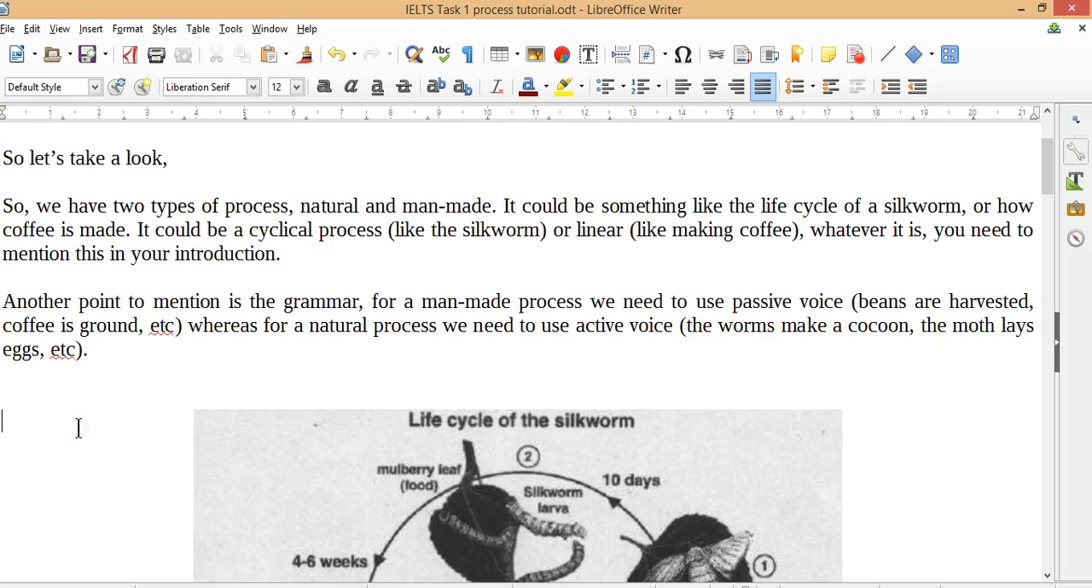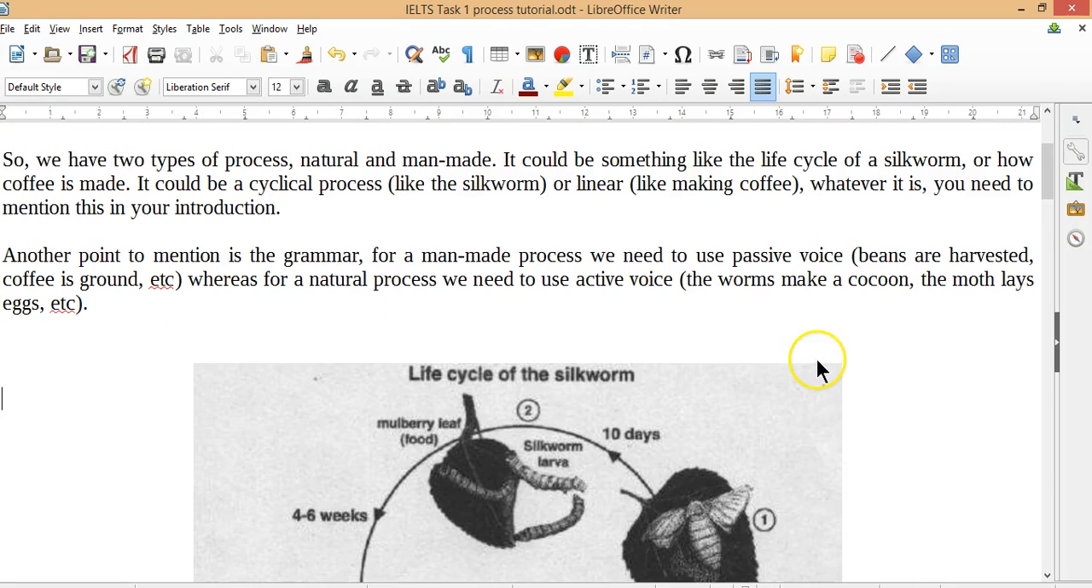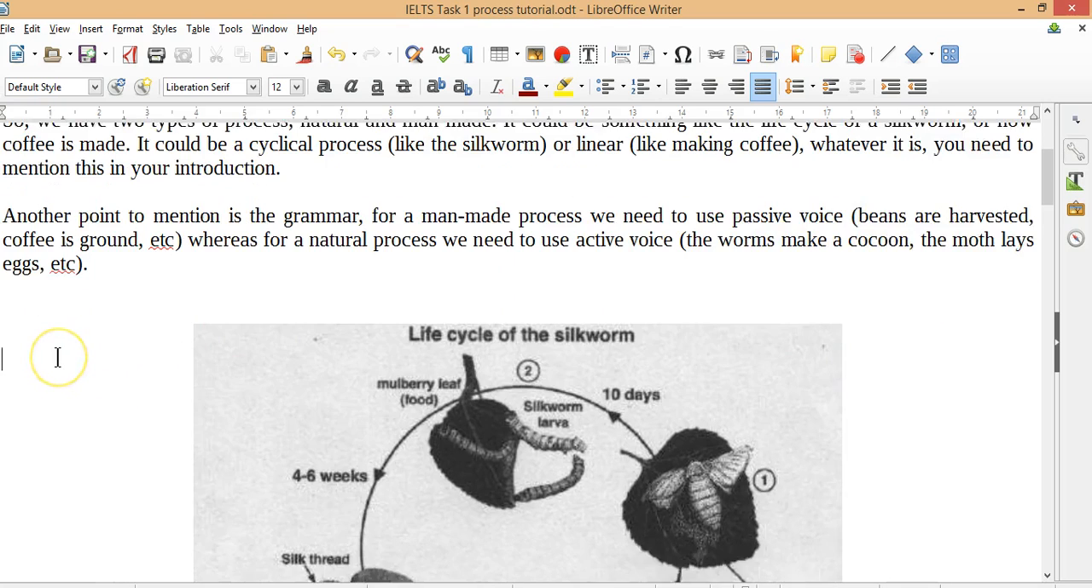So another point I want to mention is for a man-made process, we need to use the passive voice. Beans are harvested, the coffee is ground. Whereas for a natural kind of process, we need to use the active voice. The worms make a cocoon, the moth lays eggs, etc.